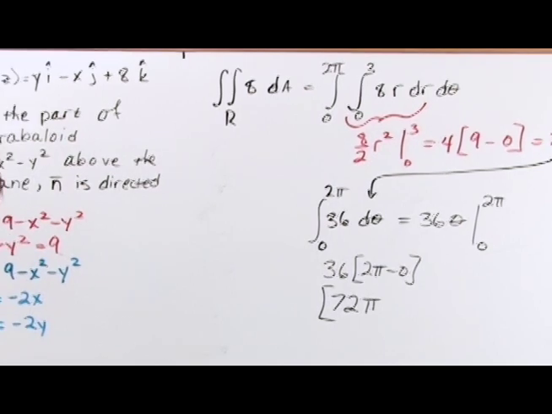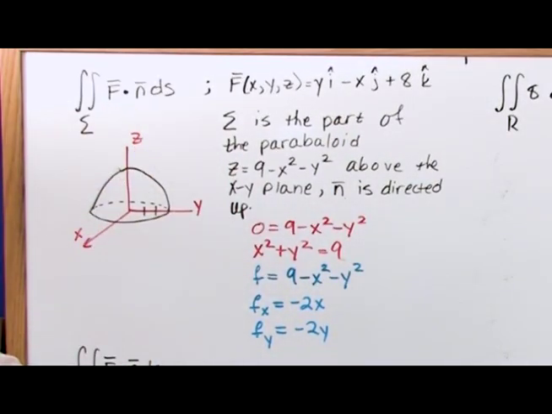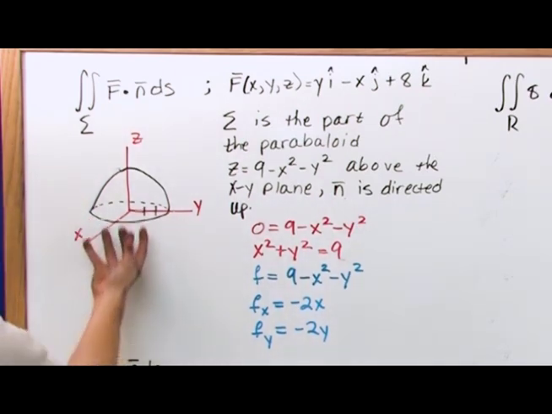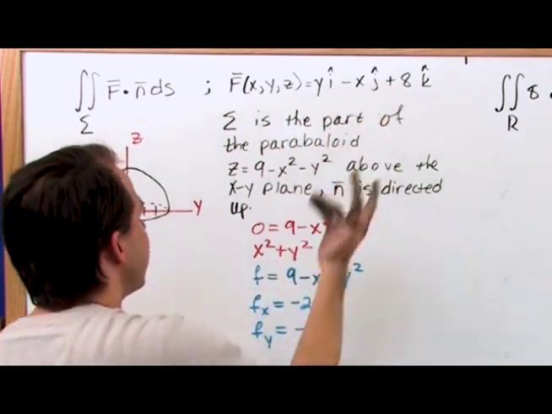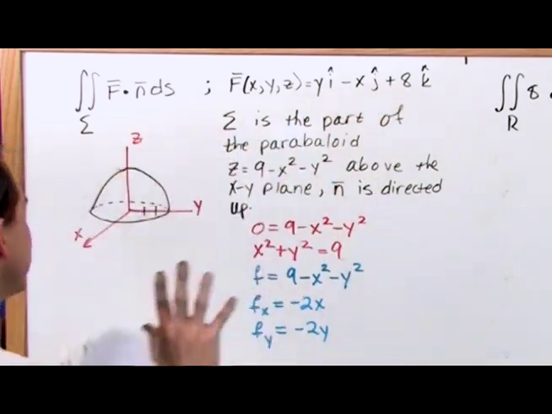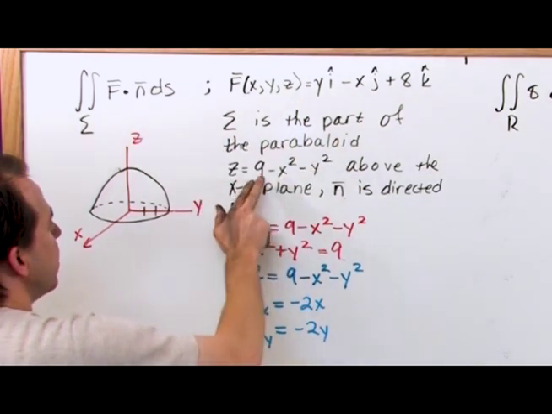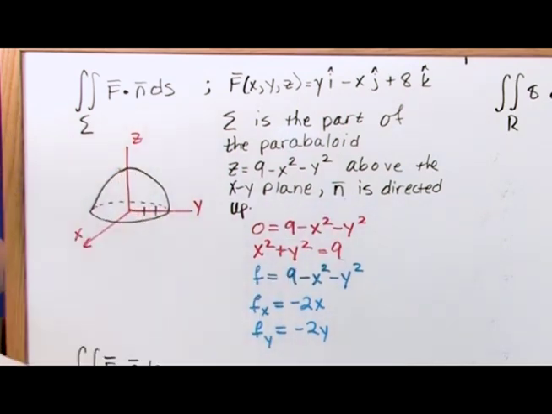So let's go back over it and just make sure we understand it. We're doing an integral over an oriented surface. The actual vector field that we're integrating to find out how many flux lines go through this thing is given by this. It's a function of 3 variables, so it's a vector field that exists in all 3-dimensional space. Sigma is defined to be the part of the paraboloid given by this above the xy plane. N is directed up. Okay?